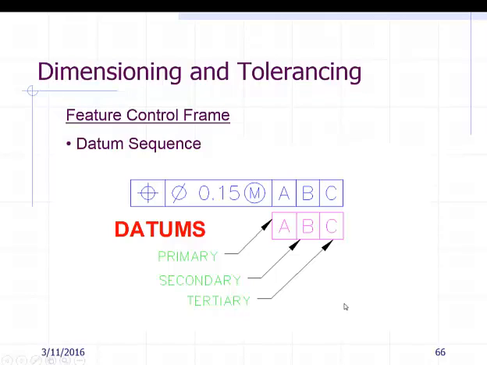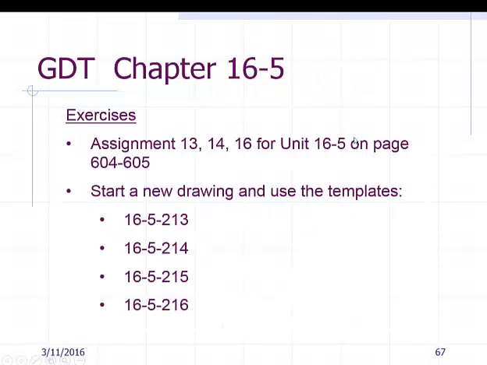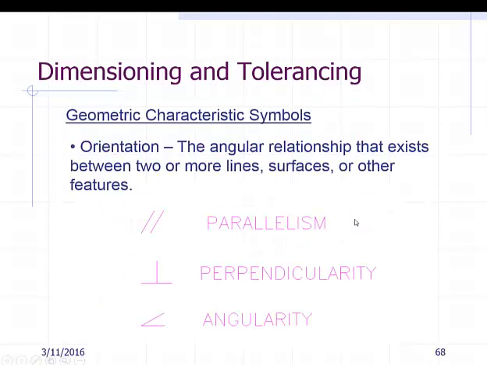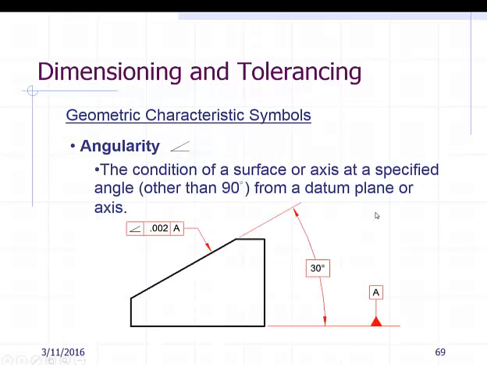So again, we're not going to put these in the control frames just yet today. We'll do more of that next week, but this is where they'll show up. We'll have our primary, secondary, and tertiary datums and call them out as A, B, and C. I'll jump to them in just a moment, but I wanted to look ahead a little bit and give you an example of how the datum's used.